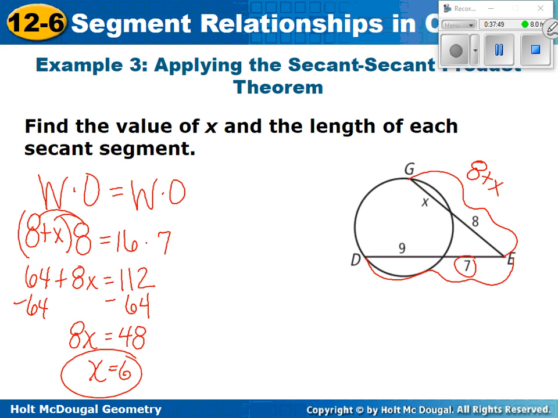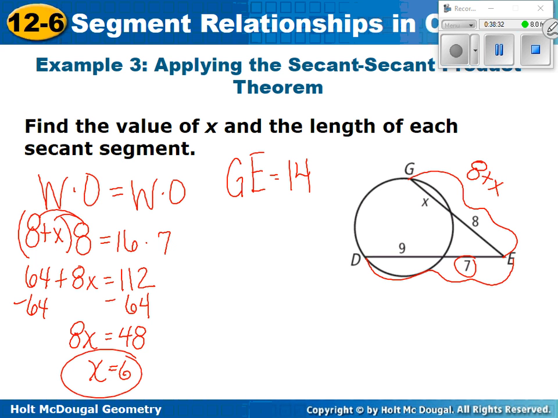So what is the secant segment that we don't know the measurements for here? Okay, back to our vocabulary. Make sure you're clear. A secant segment has to have one endpoint on the circle. So GE would be a secant segment. We don't need to name the one they already told us was 8, so we just need the ones we don't know. So GE, how much is GE now? 14. 6 plus 8. We don't need to name this secant segment. It's already given to be 7.